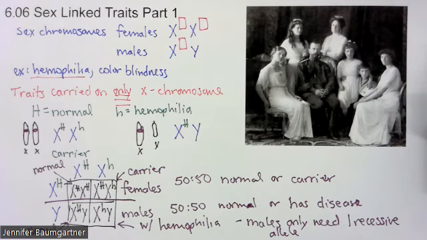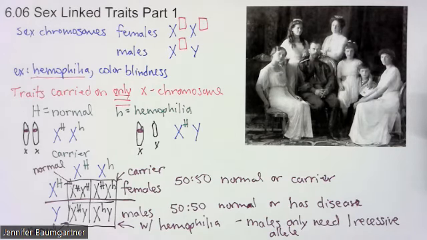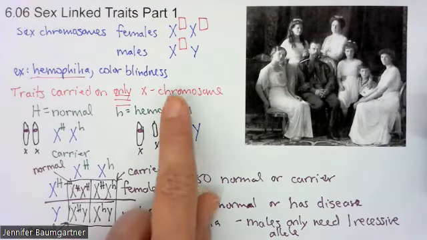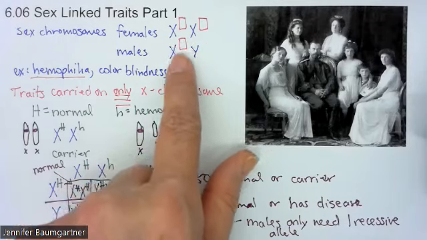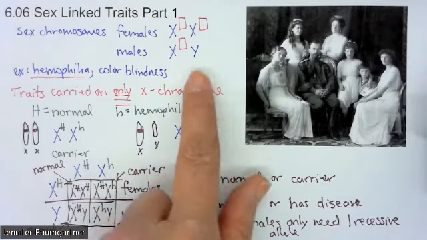The other ones we're going to look at are things like color blindness. We're also going to look at coat color in cats. So we'll look at some sample problems in the next video. But what are our takeaways? So for sex-linked traits, they're carried only on the X chromosome. And we're going to write those alleles as exponents or superscripts to our XX and our XY.